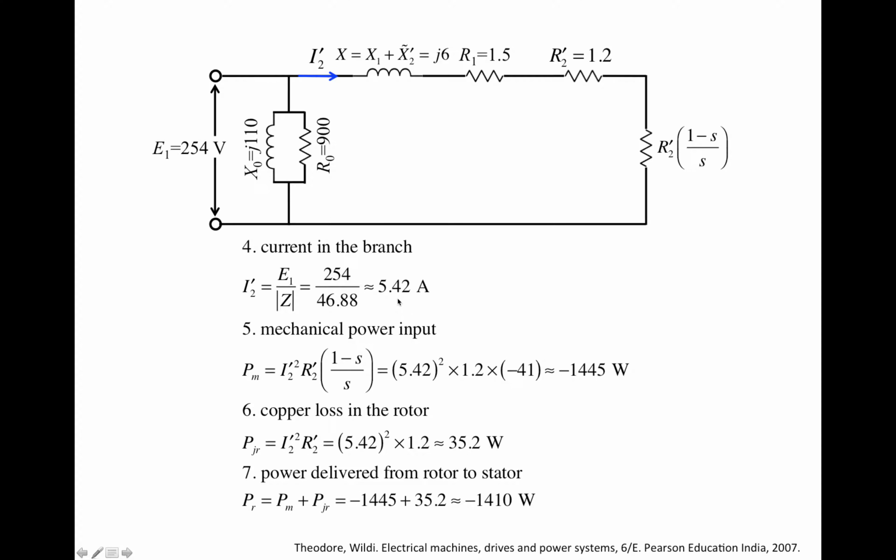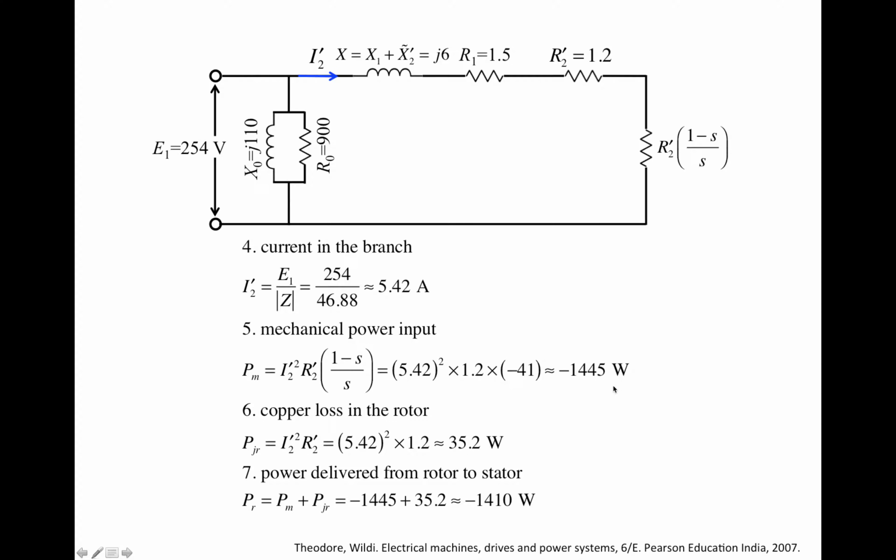Right. So once we got the current, I2 prime, then everything becomes quite straightforward, right? So the power on this fictitious resistor can be obtained, right? It's just the current squared multiplied by the resistance. And don't forget the resistance is actually a negative number here, right? So power is current squared multiplied by R2 prime, that's 1.2, and then (1 - S) divided by S, that's minus 41. Which gives you a power that's a negative number, minus 1445 watts.